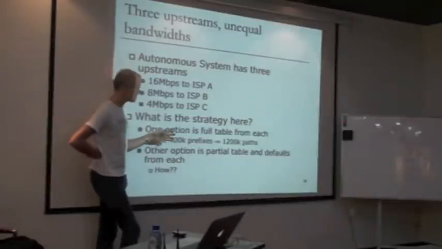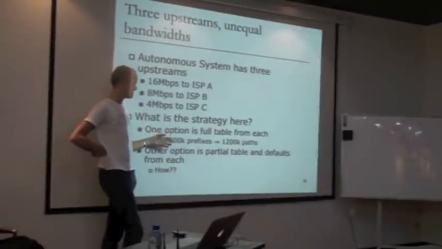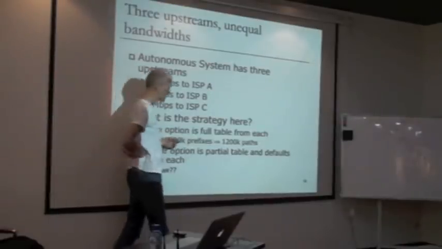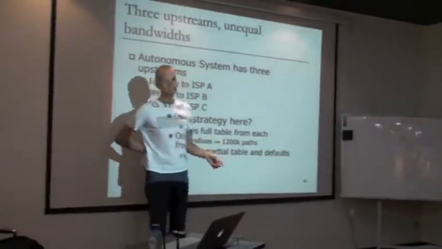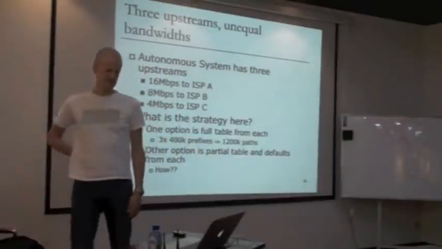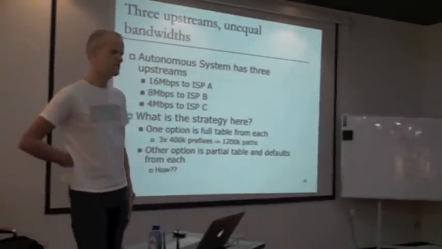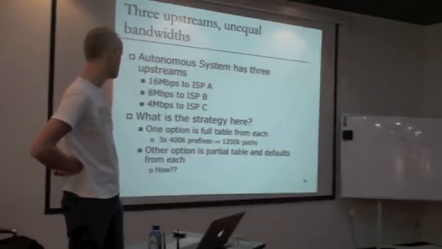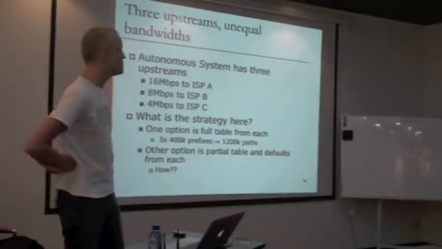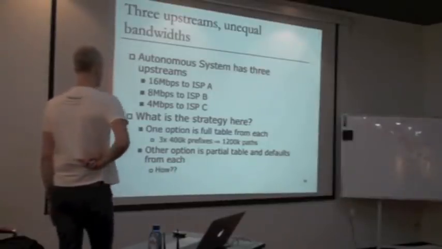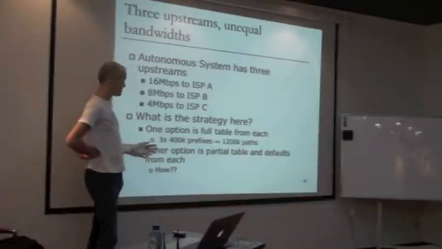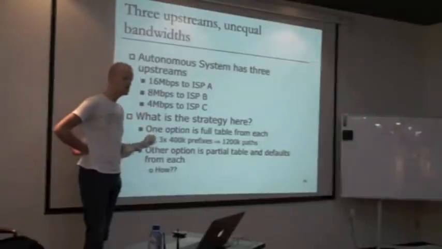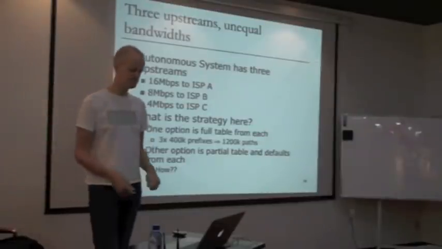Well, one option is to get the full table from each upstream provider, which means 400,000 prefixes, giving us a total of 1.2 million paths. That's rather a lot. 1.2 million paths is probably more than you really want to have sitting on your routers. The other option is to use a partial table, and that's what we ended up doing. But the question is, how do we do this with a partial table?